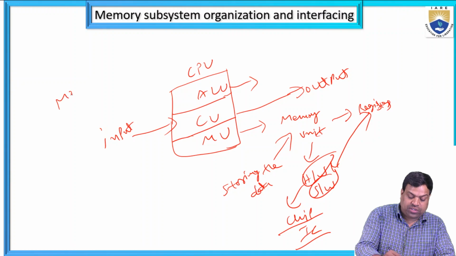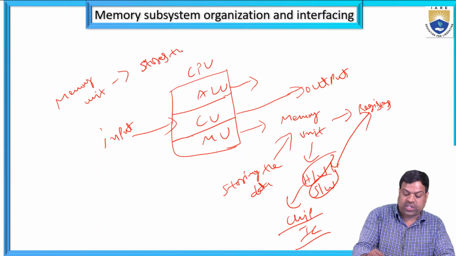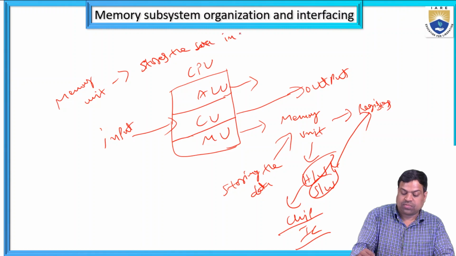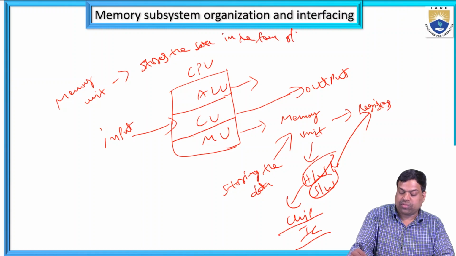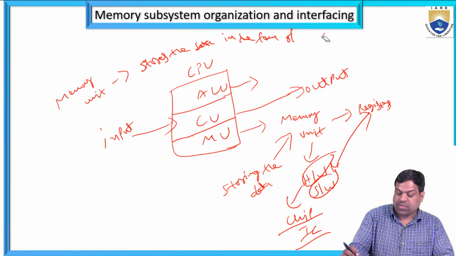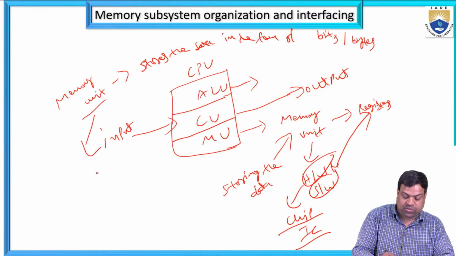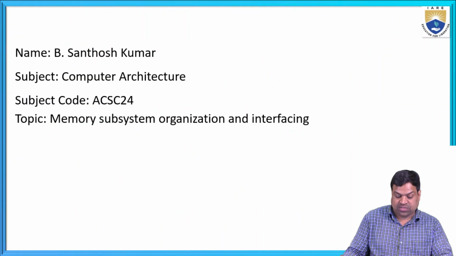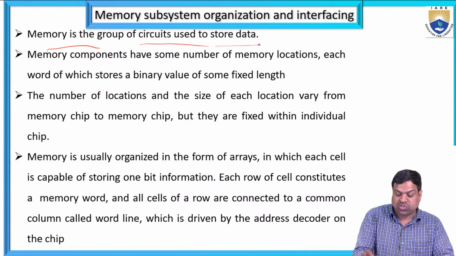So, the memory unit stores the data in the form of registers, bits or bytes. This memory unit is manufactured with ICs and chips. Memory is the group of circuits used to store the data.